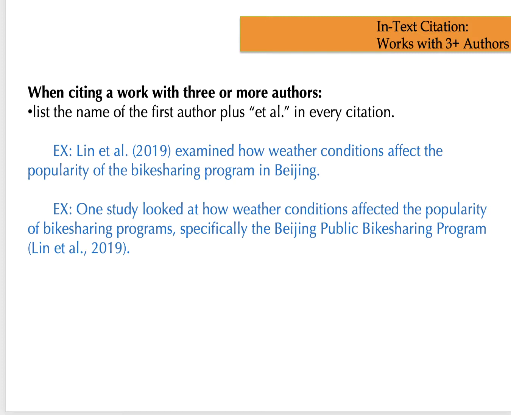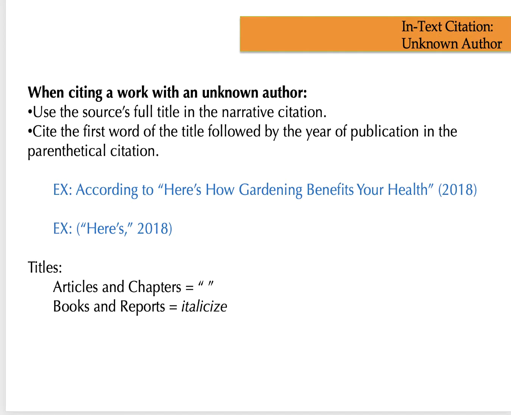And let's move on to unknown authors. When citing a work with an unknown author, use the source's full title in the narrative citation. So cite the first word of the title followed by the year of publication in the parenthetical citation. So the examples are: according to, and in parentheses, "Here's How Gardening Benefits Your Health," 2018. That would be the narrative. And then the parenthetical, you just use the first word and put the first word in quotations, and that's it.